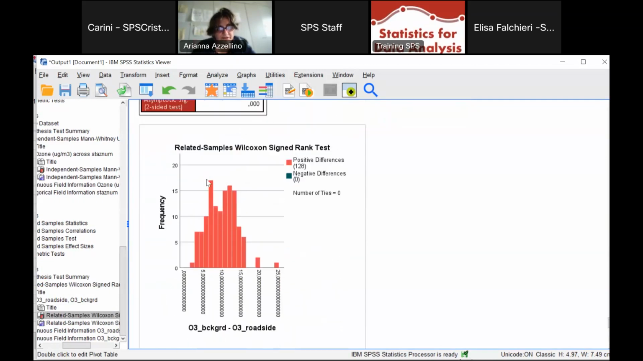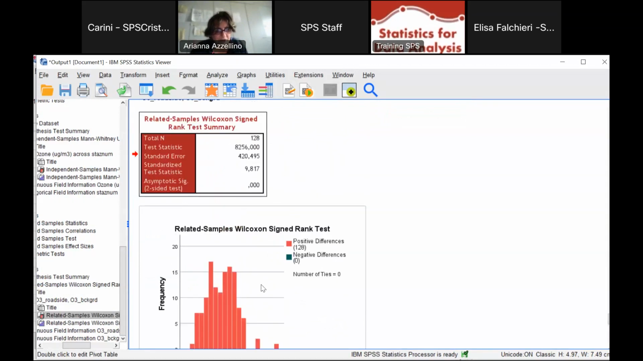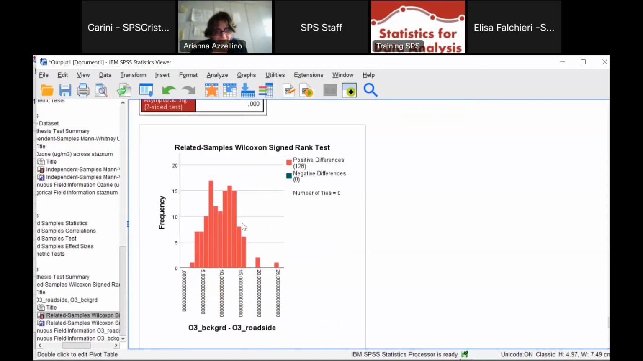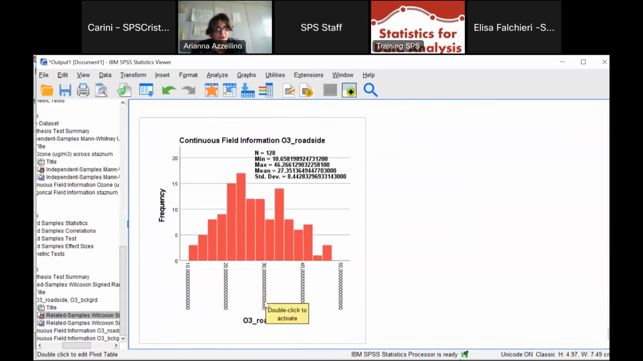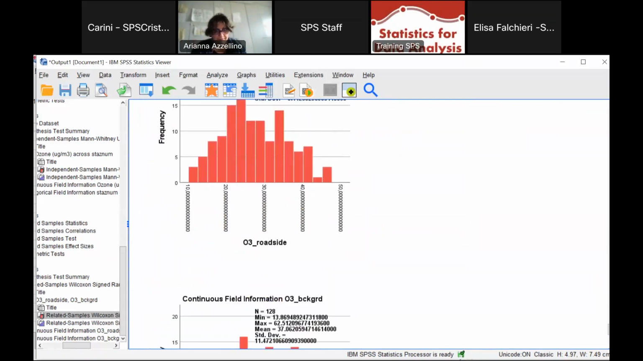And this chart is really evident because it shows only positive differences between the two. There is never a case of a negative difference. So we are pretty sure about that, and we can conclude that the median of the differences between the two stations is not equal to 0 because the roadside has a much lower concentration than the background.